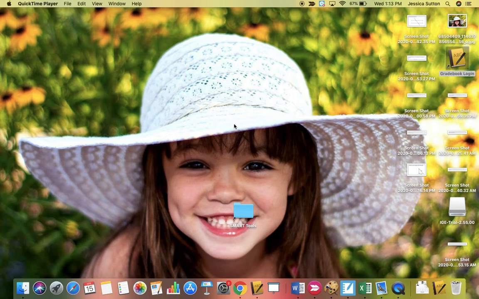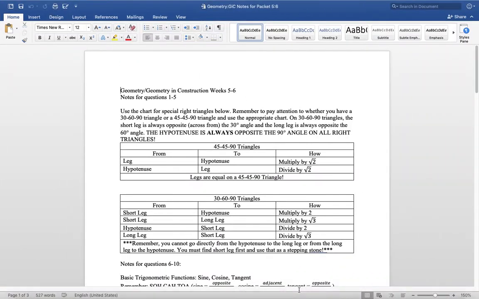Guys, we are going to go over special right triangles today. The first thing I want you to take a look at is the special right triangles charts that we made in class. So remember there's two different types of special right triangles. The first one is the 45, 45, 90 triangles. Remember the ratios for the 45, 45, 90 triangles.